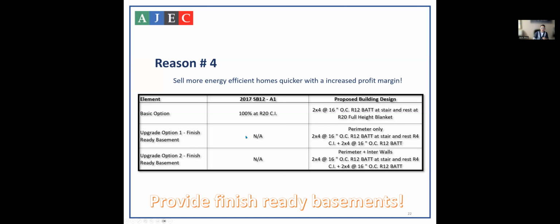By giving them the ability to go back to 2x4 stud and insulation, they are able to finish the basement later on, and that is very attractive to homeowners. But the current building code says you have to do R20 at 100% insulation. This actually changes that for them. This can help them create a finished-ready basement, because once you have stud and insulation, the homeowner can later finish the basement themselves. That allows homeowners and builders to be very flexible in the way they finish the basement, and they don't have to spend a lot of money finishing it. So that's reason number 4.